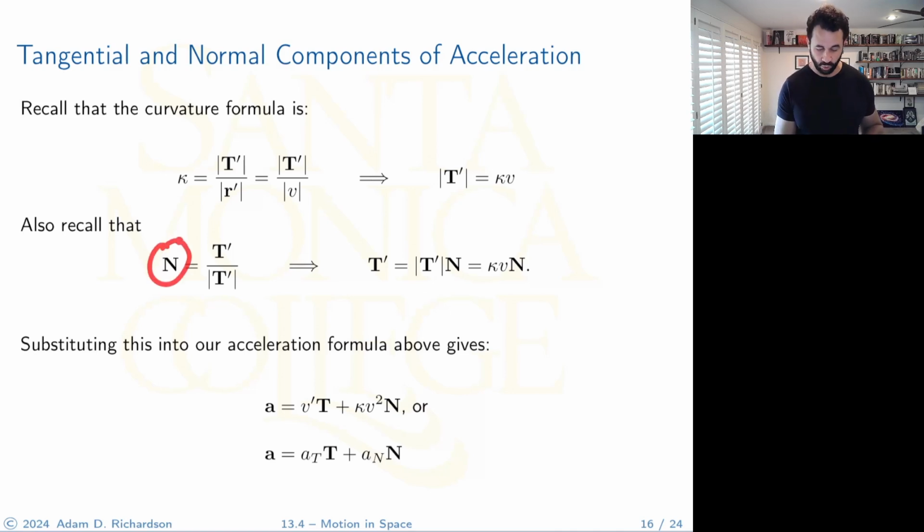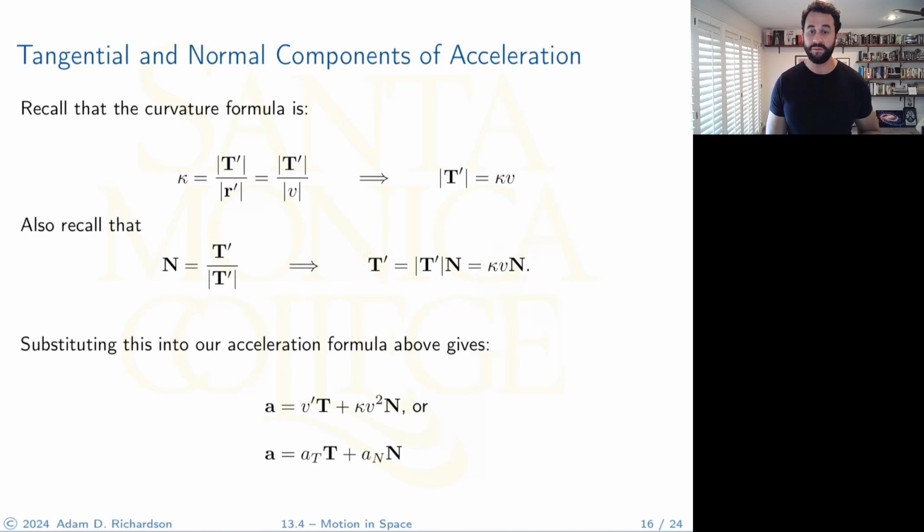Next, remember that the normal vector N is given by T prime divided by the length of T prime to make it a unit vector. So using this formula, we can solve for T prime. T prime is equal to the length of T prime times N. But we just calculated up here that the length of T prime is kv. So now we get this formula right here, that T prime is equal to this.